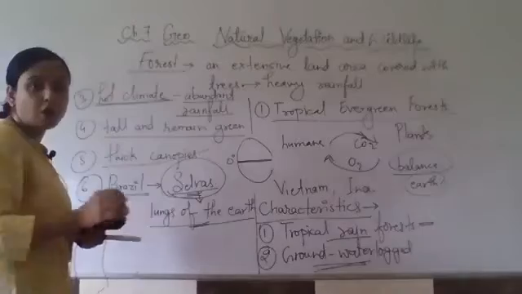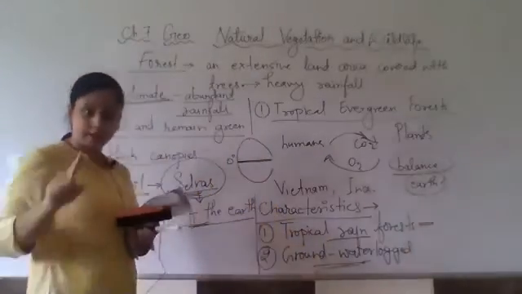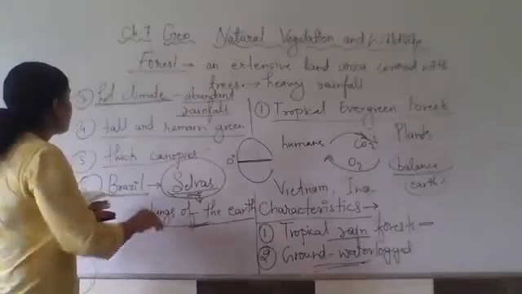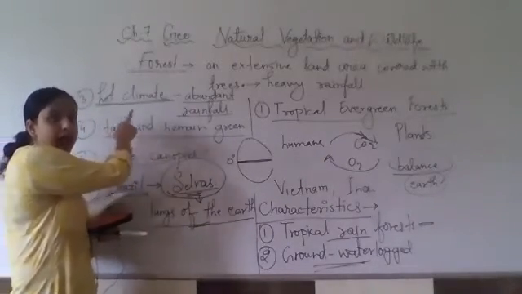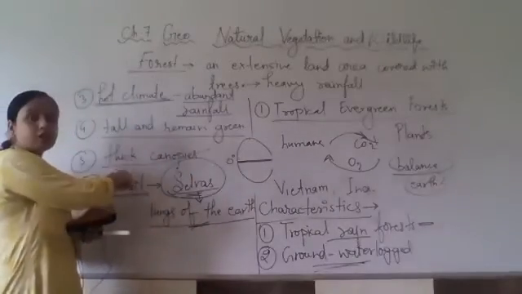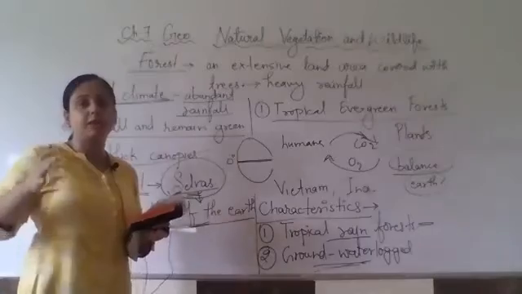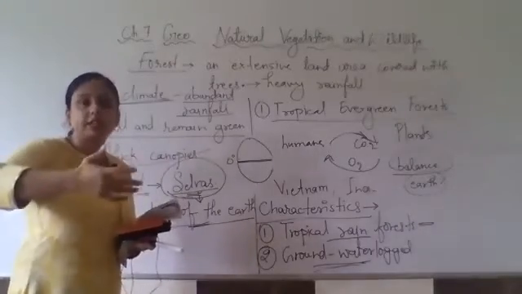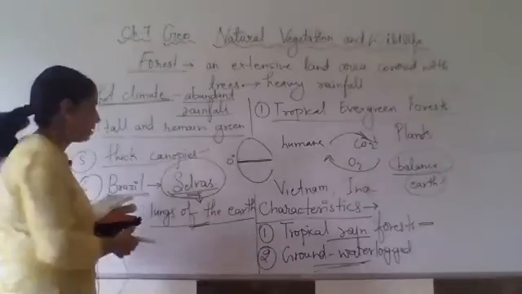And because of the abundant rain, the ground remains waterlogged all the time. Now, the trees which grow there are tall and they remain green throughout the year. Also, thick canopies are there, and because of that, it is very difficult to enter the forest. So it is a very dense forest.